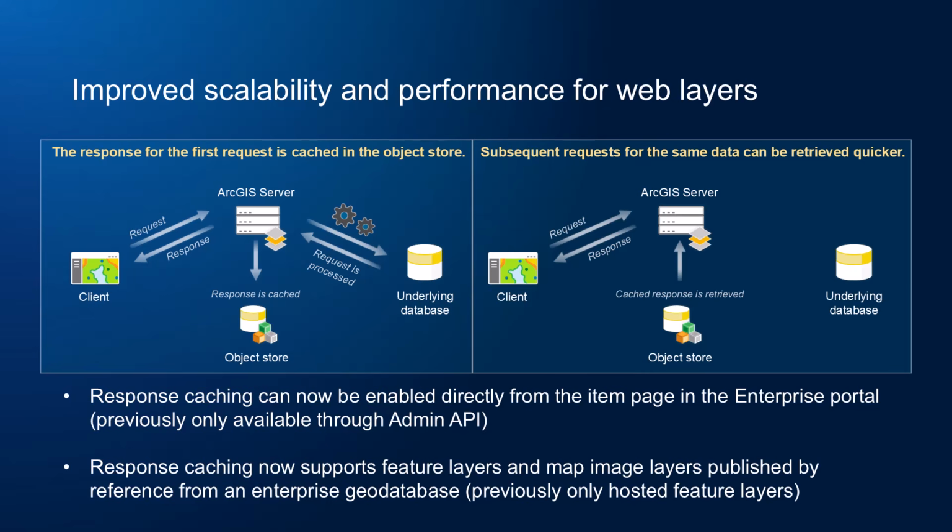In 12.1, we've expanded this in two important areas. First, response caching can now be enabled directly from the item page in the Enterprise portal. Previously, this was only available through the admin API. And second, response caching can now be enabled on feature layers and map image layers that have been published by reference from an enterprise geodatabase, not just hosted feature layers.